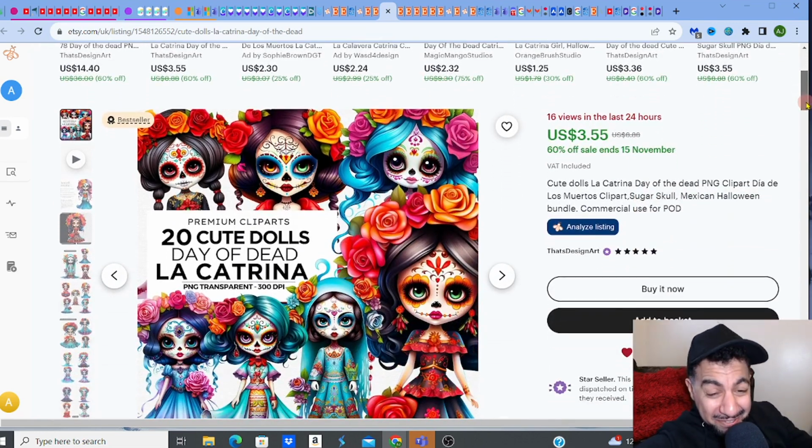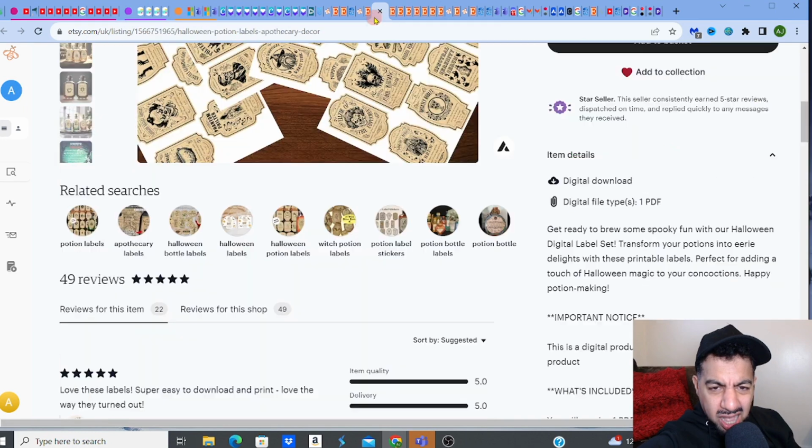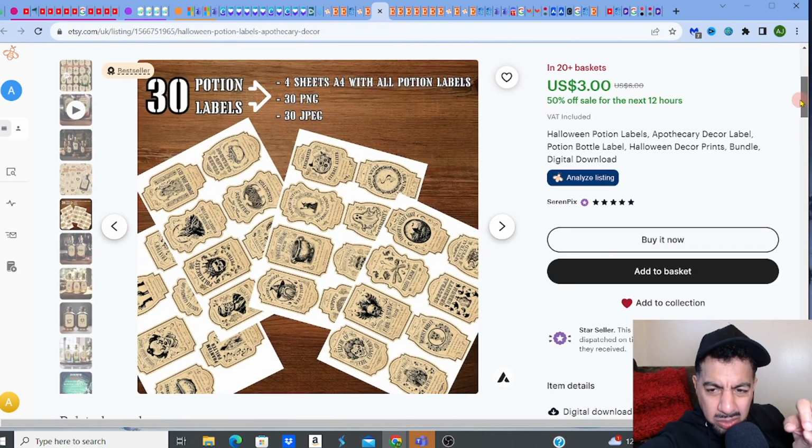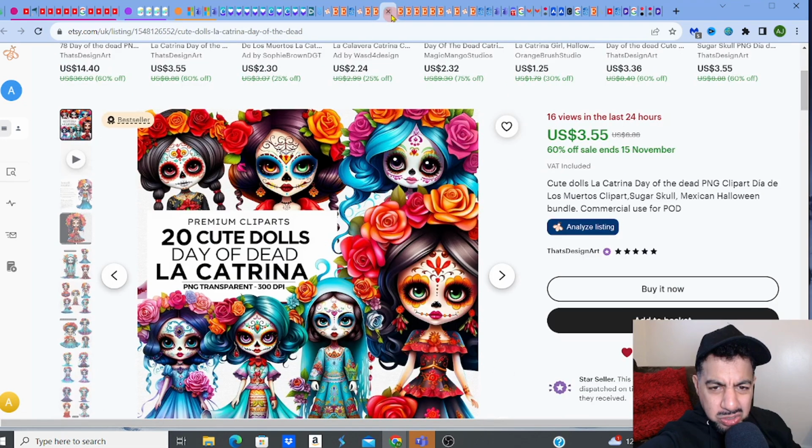Look at this. I love this, right? Look, they're touching on Day of the Dead. Remember the last one was a Halloween idea, Halloween labels. Look, things that are geared for cute Halloween potion labels, right? And this one, Day of the Dead. Have you seen what the thing is there?